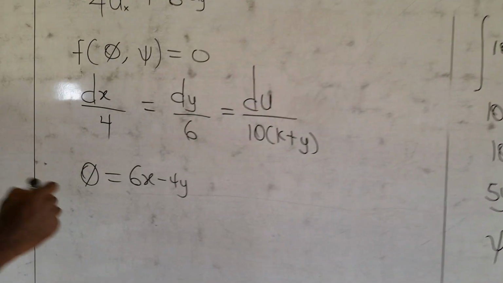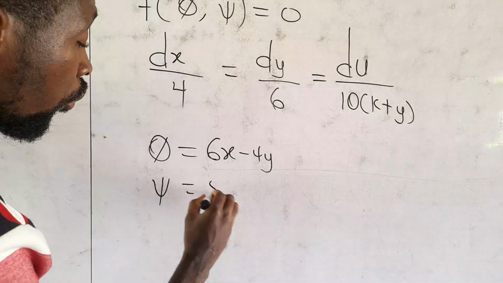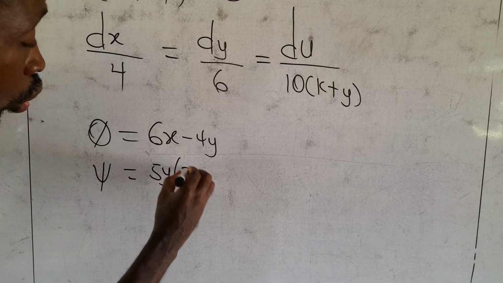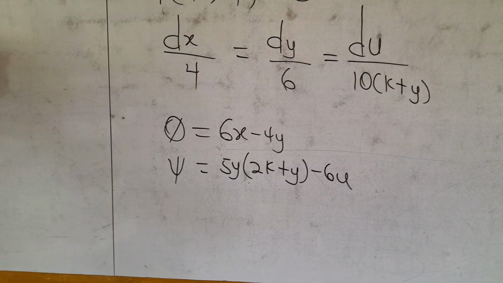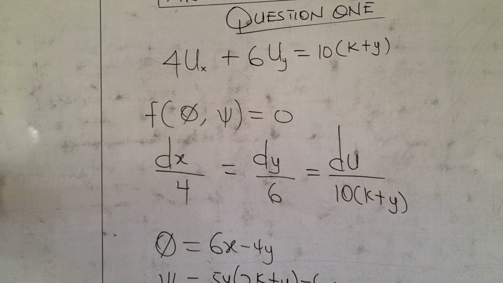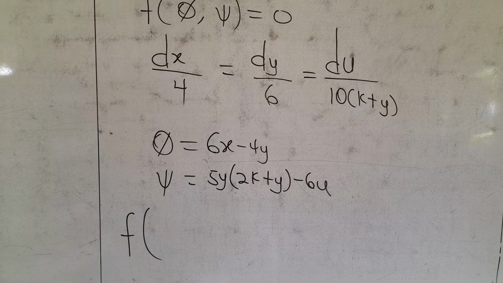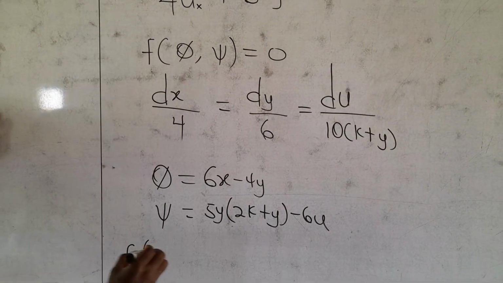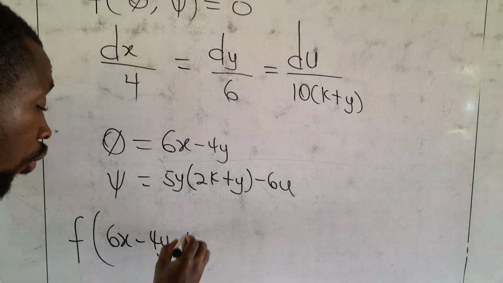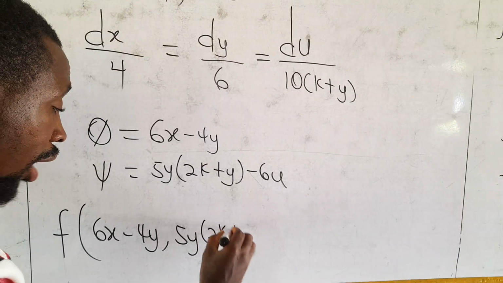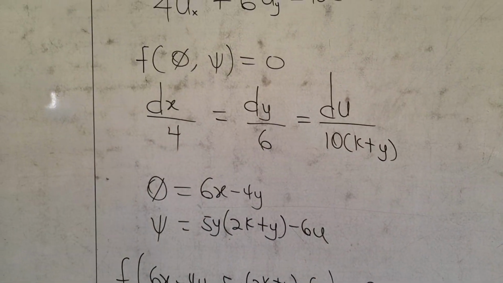Having identified π to be 6x − 4y and our φ to be equal to 5y(2k + y) − 6u, we can say that the solution to this first order partial differential equation using the method of Lagrange will be f(π, φ) = 0, that is, f(6x − 4y, 5y(2k + y) − 6u) = 0. I hope you get that.